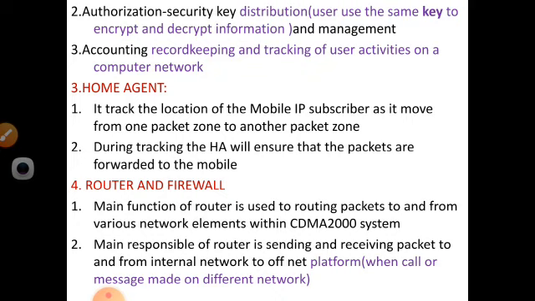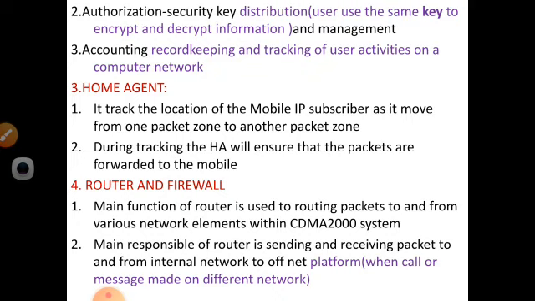The third important parameter will be the home agent. Already you know about the home agent. They will track the location of the subscriber whenever the subscriber is moving from one packet zone towards another packet zone. As well as during tracking, the main important function of this home agent is to ensure that the packets are forwarded towards the mobile.